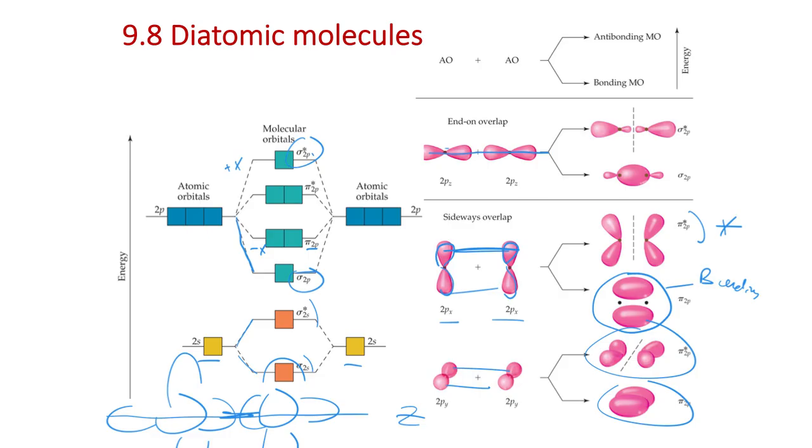They have the same energies, that's degenerate. So in the pi set, there are two orbitals that are equal in energy. We call those degenerate orbitals. And then we get the pi bonding and the pi star anti-bonding.